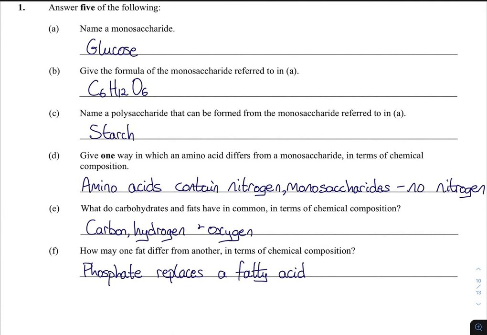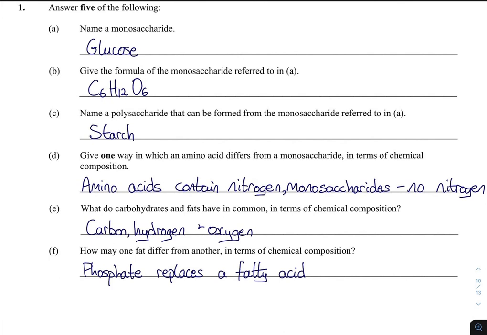Give one way in which amino acids differ from a monosaccharide in respect to chemical composition. Whenever it goes back to chemical composition, think of the elements. The easiest way to refer to it is amino acids. They're essentially going to make up proteins, and they contain carbon, hydrogen, oxygen, nitrogen. Whereas monosaccharides contain only carbon, hydrogen, oxygen. In other words, no nitrogen.